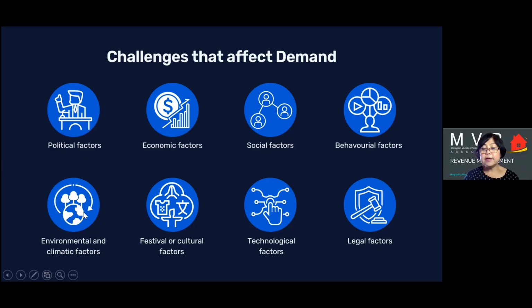Environmental and climatic factor, this is more for overseas, yeah, but still if it rains in the East Coast, then there will be an environment factor to a resort. And festive and cultural factor, people come for interest. Technology factor, as I say, go digital, yeah. And legal factor. Legal factor means like certification, that you are certified, sanitized, you have MySejahtera, you know.